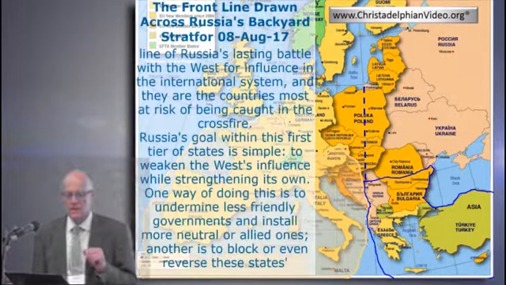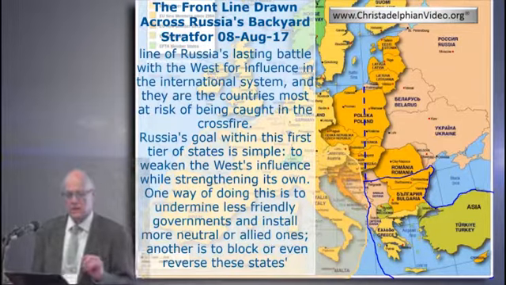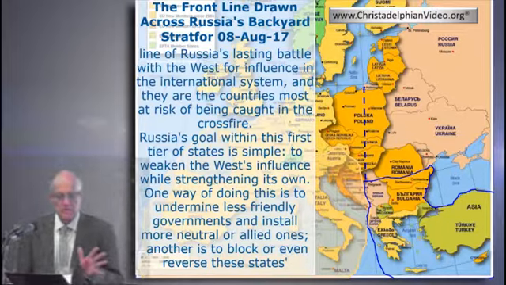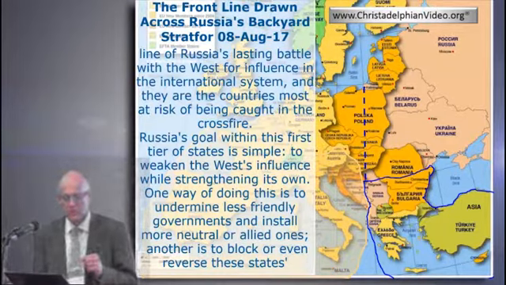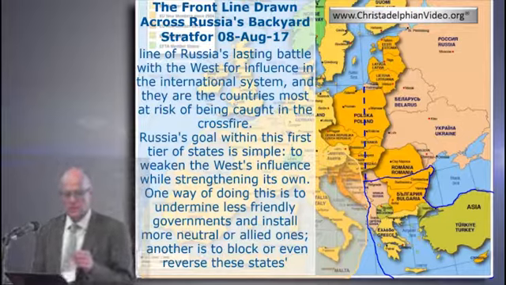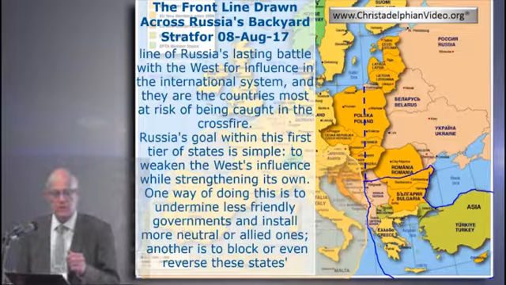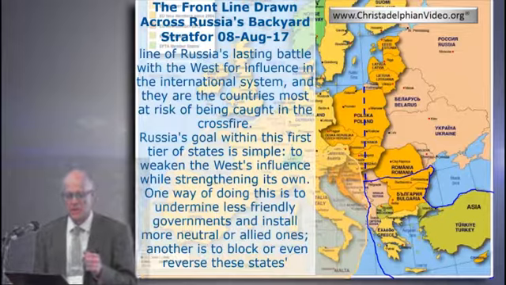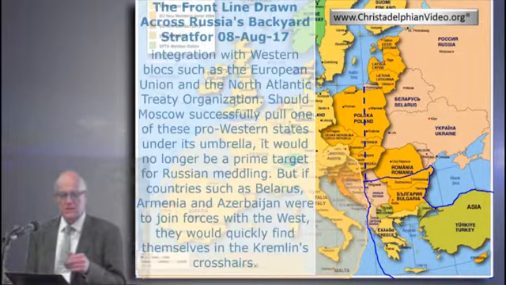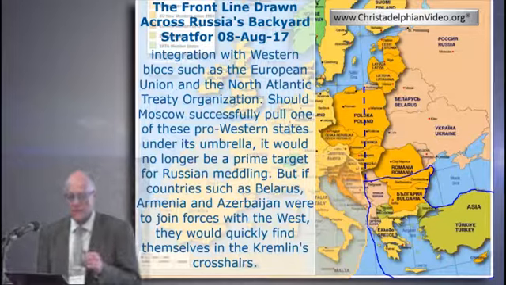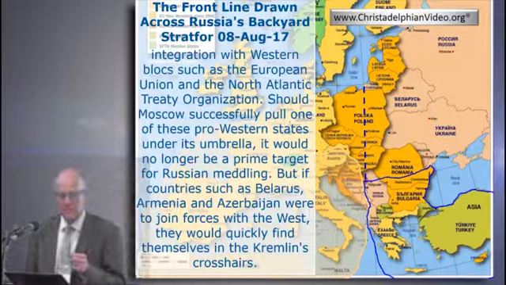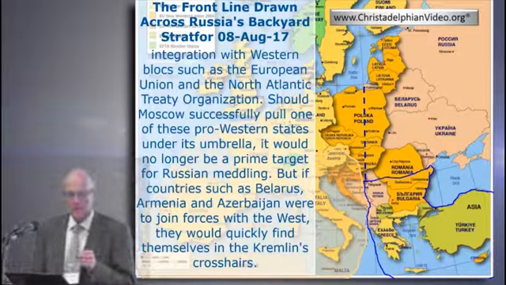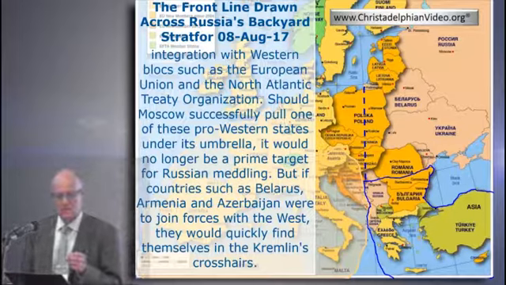Russia's goal within the first tier of states is simple: to weaken the West's influence while strengthening its own. One way of doing this is to undermine less friendly governments and install more neutral or allied ones. Another is to block or even reverse these states' integration with the Western blocs, such as the European Union and the North Atlantic Treaty Organisation. Should Moscow successfully pull one of these pro-Western states under its umbrella, it would no longer be a prime target for Russian meddling. But if countries such as Belarus, Armenia and Azerbaijan were to join forces with the West, they will quickly find themselves in the Kremlin's crosshairs.